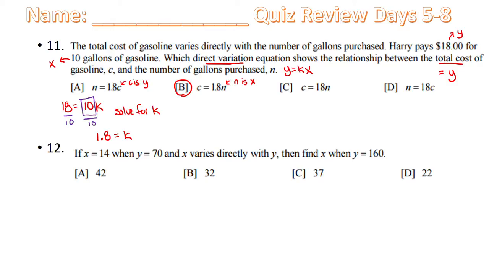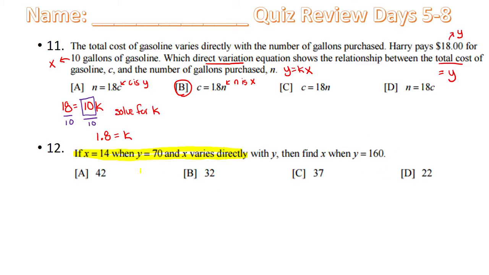Okay, number 12. Number 12, we could do the same thing with this first half of the question right here. So I could say y equals kx, and I could plug in 70 equals 14k, solve for k, and then plug in the second half of the problem.